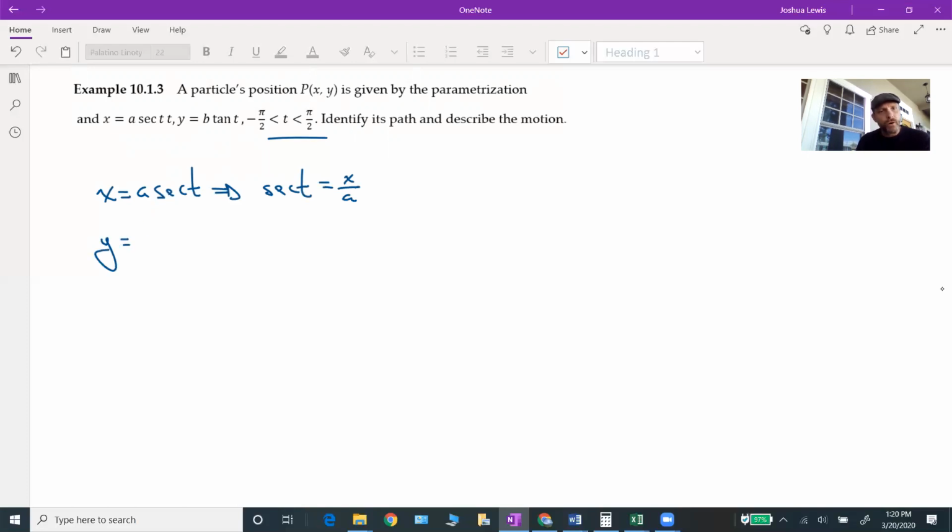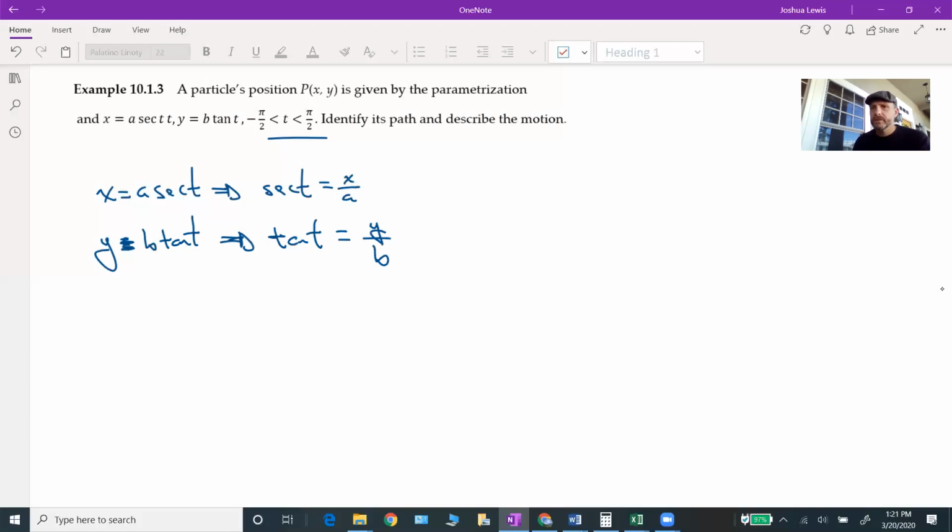And if y is b tangent t, then tangent t is y over b. Okay.